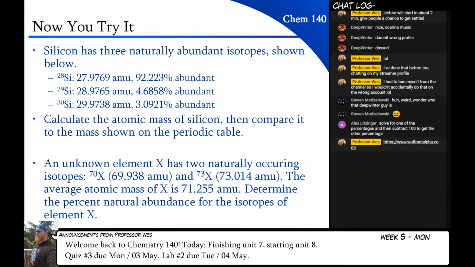Okay? So, give that a shot. I've already linked Wolfram Alpha on there. I will link p-table again in just a second, but go ahead and get started, and we'll go over the answers in about 5 or 10 minutes.